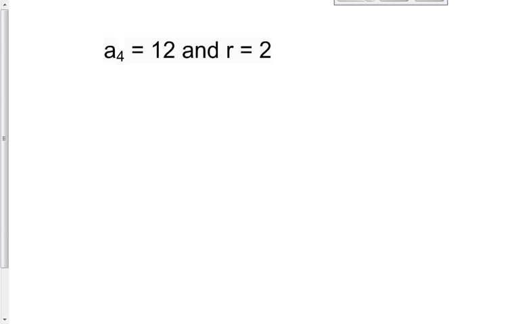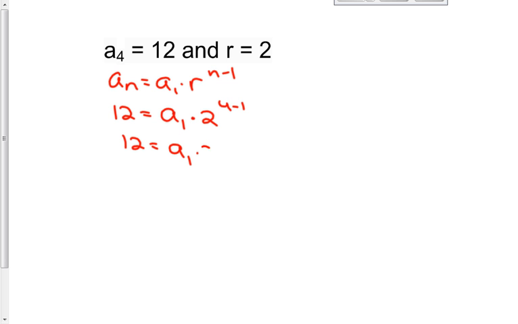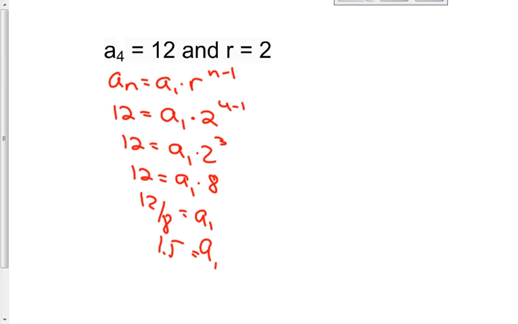Here's another quick example we'll try. A sub 4 equals 12, and the common ratio is 2. Again, here's our notation. The value is 12. We don't know A1. Common ratio is 2, and it's raised to the 4 minus 1. 12 equals first term times 2 to the third. 12 equals A1 times 8. 12 over 8 equals A1. That will also reduce to 1 1/2. And now we're able to write our formula. A sub n equals first term, 1.5, times common ratio of 2, raised to the n minus 1.